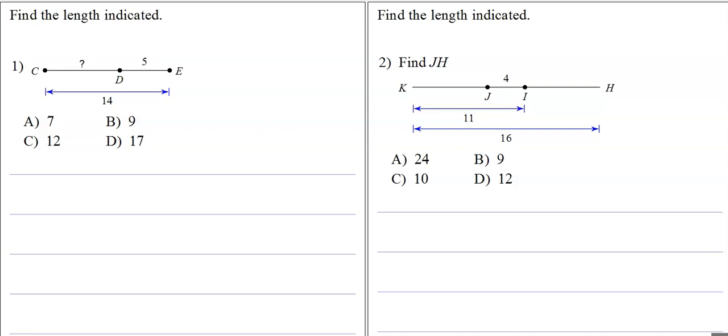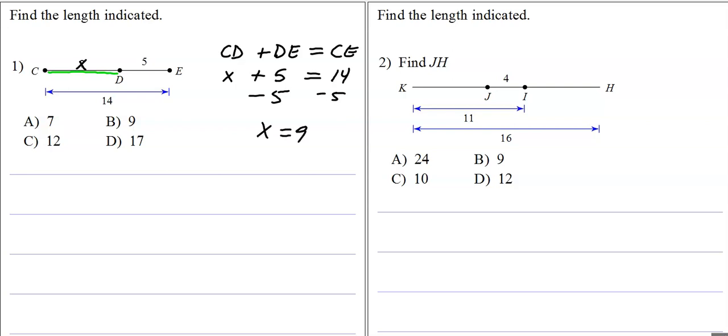So we're trying to find the missing piece right here. The big thing that we need to understand is that when you have line segments like this, the distance from C to D plus the distance from D to E equals C to E, the whole thing. So basically, if we call this X, we could set up an equation that says X plus 5 equals the whole distance. So it's just a subtraction problem. Take away 5 from each side, and we get X equals 9. Correct answer is B.